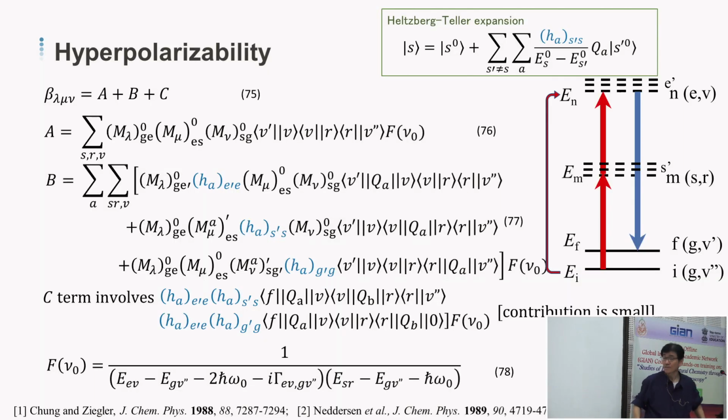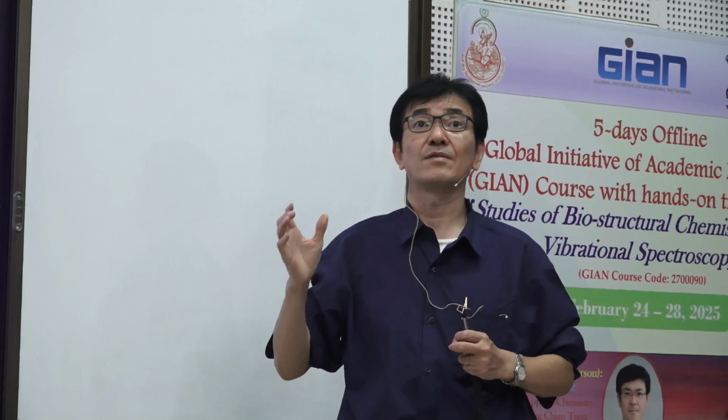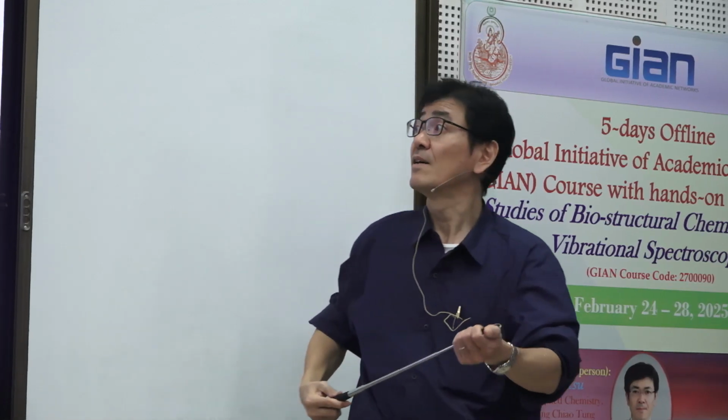So this is all for today's talk. It's 1 hour. So I explained how to formulate the Raman scattering process and I explained mixing of the electronic wave function. By considering the mixing of wave function, we can classify the Raman tensor into A group, B group, C group. And I introduced the expression of the hyperpolarizability, Hyper-Raman tensor. So this is all for this lecture.